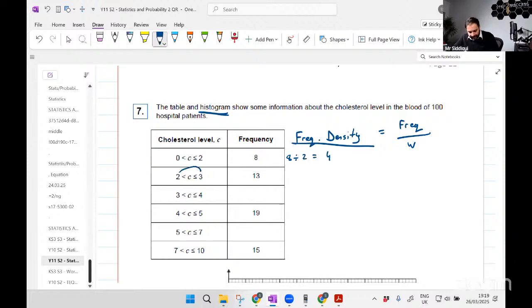Here we've got 13 divided by 1, so it's 13. We don't know what it is here, we'll come back to it. Here it's 19 divided by 1, so it is 19. Here we don't know because we don't know the frequency. This is 15 divided by 3, which is 5. So they're the ones I know.